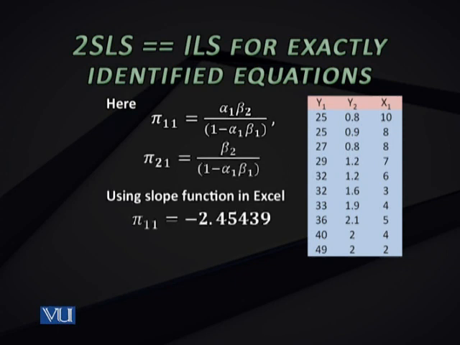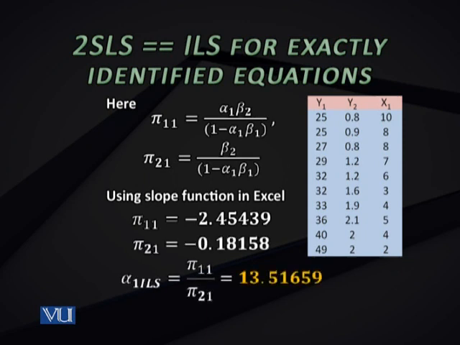I have done that by using the slope function in Microsoft Excel. So if you write equals slope and the y values and the x values, you will get the parameter pi 1 1 and parameter pi 2 1. The difference is that to estimate pi 1 1 by the slope function, you regressed y1 on x1, and to estimate pi 2 1, you regressed y2 on x1. So these are the slopes, in fact, of these two reduced form equations. So using these, pi 1 1 over pi 2 1 gives a value 13.51659. This is an indirect least square value of the structural parameter alpha 1, which was a structural parameter of the original equation 1, which was an exactly identified equation. So this is an ILS value.